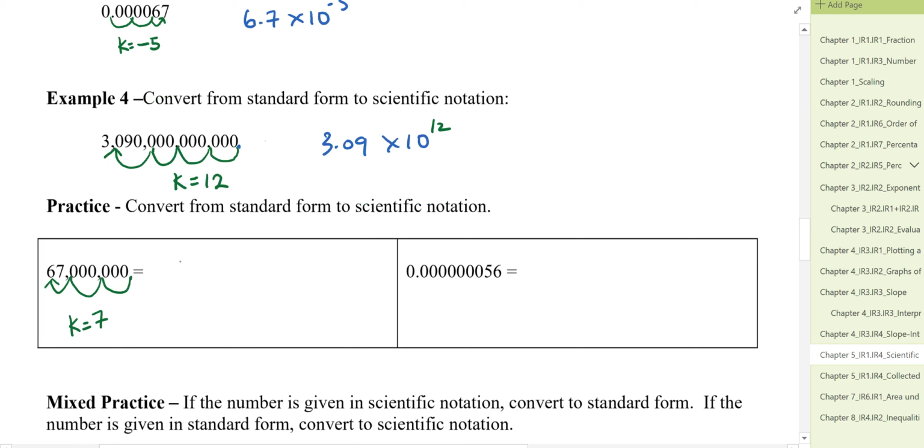So I would have 6.7 times 10 to the 7th power. Okay, and try one more. 3, 6, 8 times. So k equals negative 8 because I moved to the right 8 times. So therefore, I can write my answer as 5.6 times 10 to the negative 8.